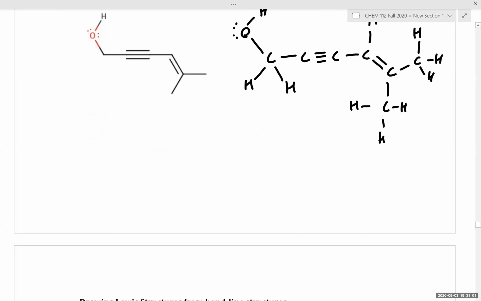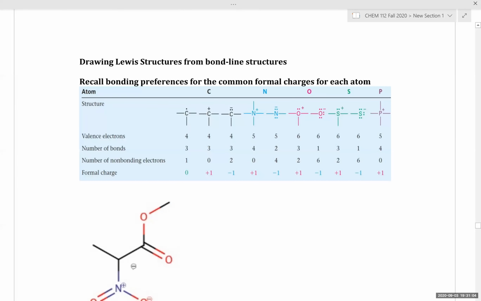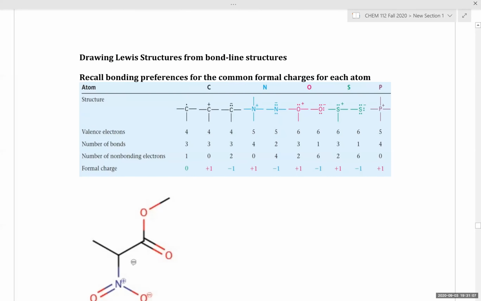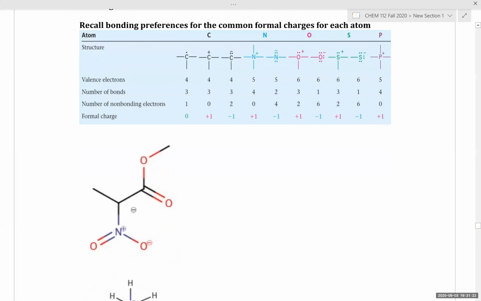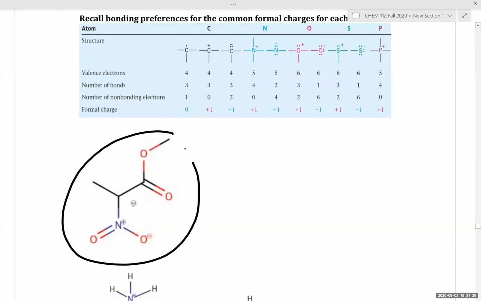Okay, let's keep going and talk about some tricks for drawing Lewis structures from bond line structures. For charged species, you need to be really careful, because depending on the formal charge, we may have more or fewer hydrogens than usual. For example, looking at the following structure, we have an anion and a cation in this molecule. First, we're going to replace each of our implied carbons with a carbon symbol.